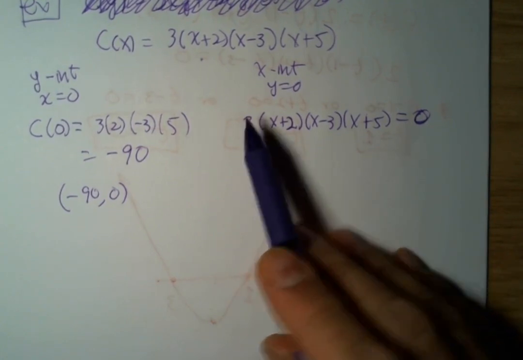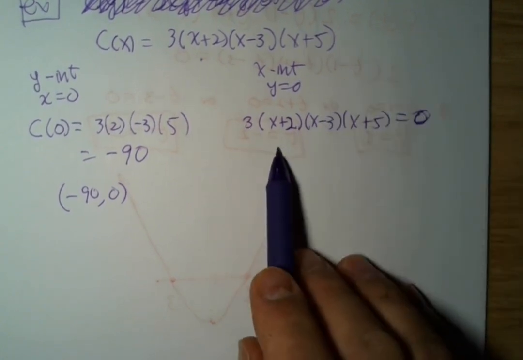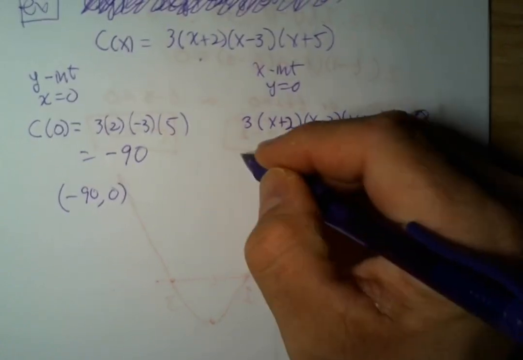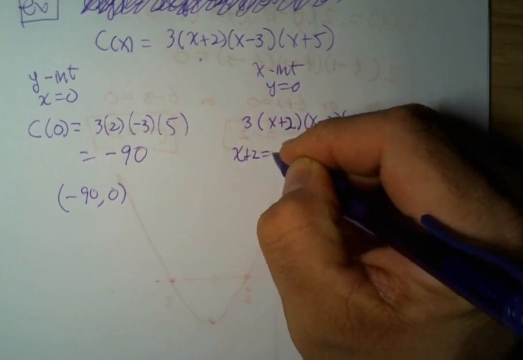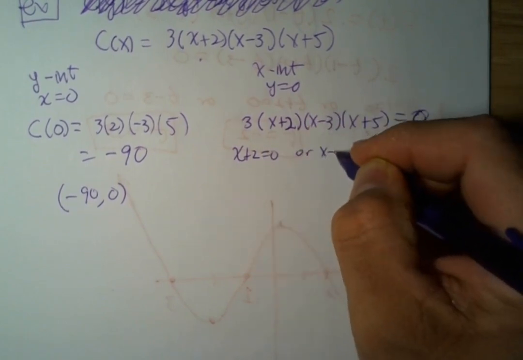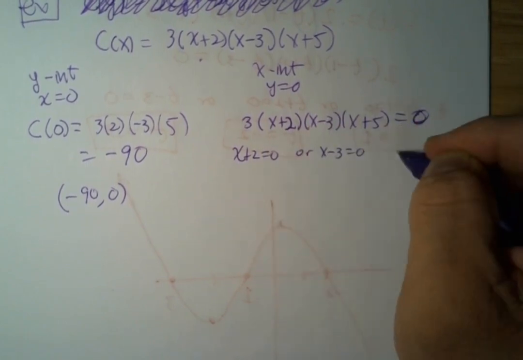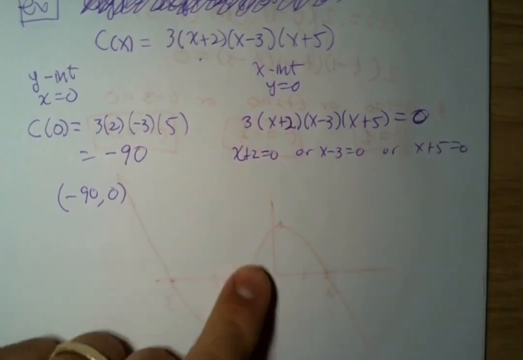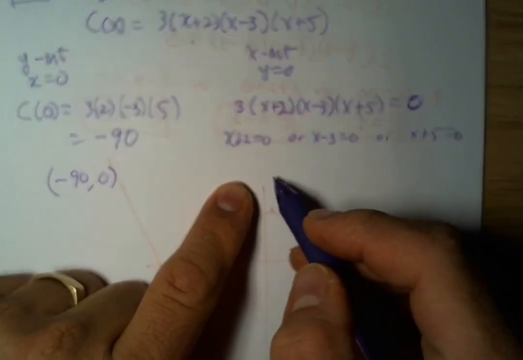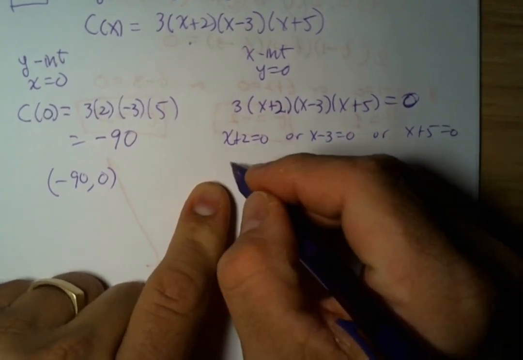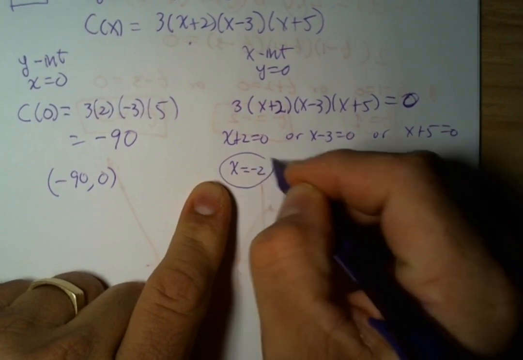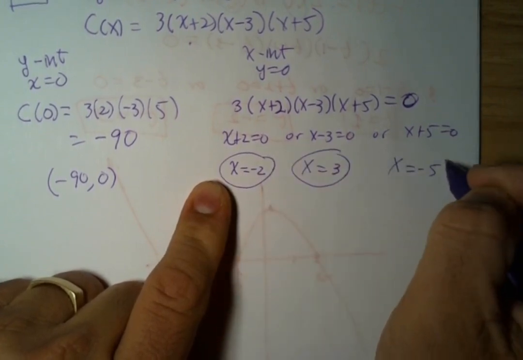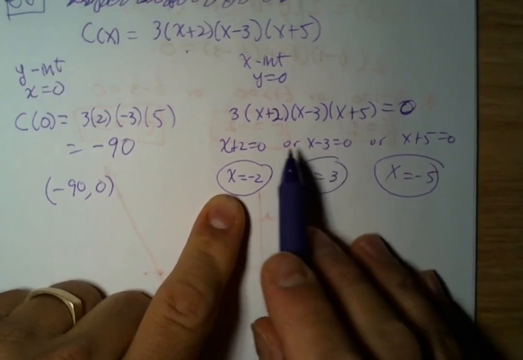Now, 3 can't be 0, so that's not going to factor in here. But x is my unknown, so one of these 3 needs to be 0. So x plus 2 needs to be 0, or x minus 3 needs to be 0, or x plus 5 needs to be 0. Now we have 3 linear factors that we can solve rather easily: x equals negative 2, x equals 3, x equals negative 5. So we have 3 zeros, which makes sense.